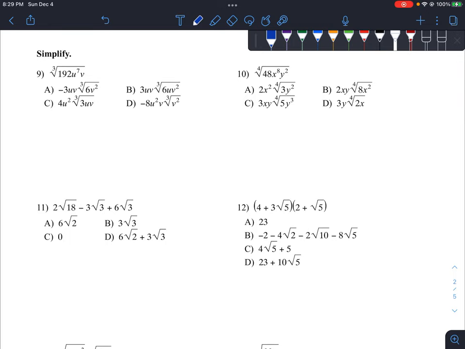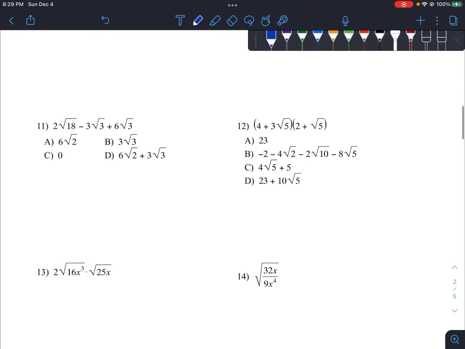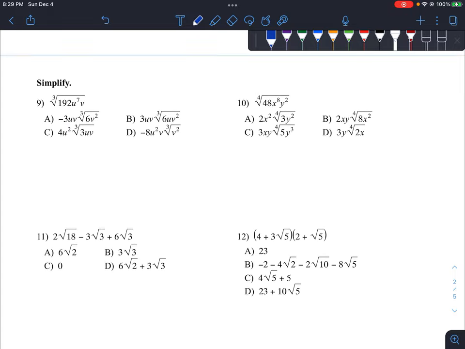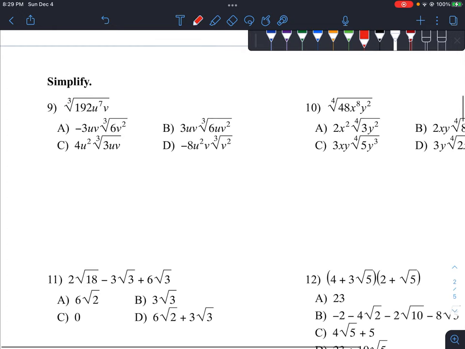Alright, so for 9, looks like we're trying to simplify 9 through 17. Looks like for this page it's just to simplify. Okay, so I see I have a third root right here with some numbers and some variables. So what I'm first going to do is figure out the third root of 192. Now, because this is being multiplied like that, I can evaluate each of these separately, find the third root of them separately first. So, okay, let's think about this right here. I have the third root of 192.